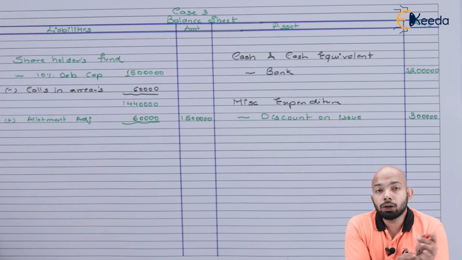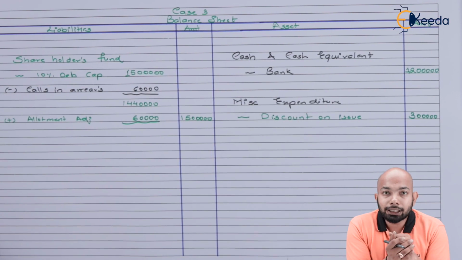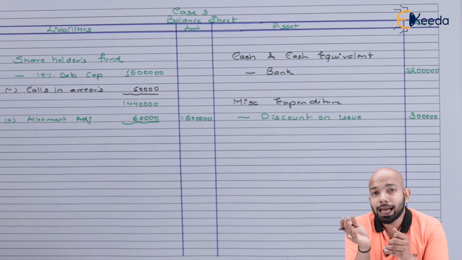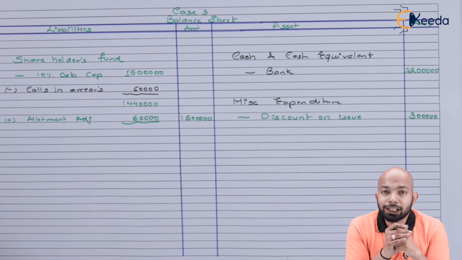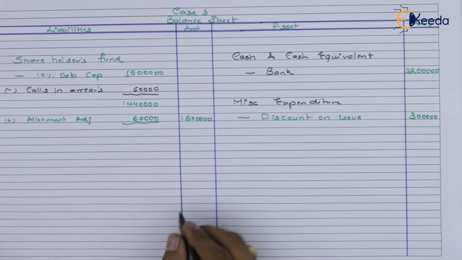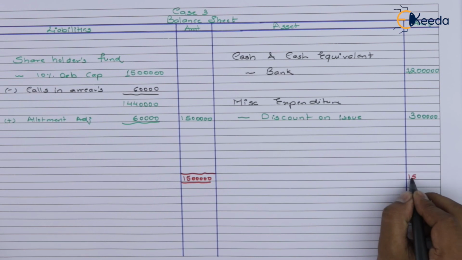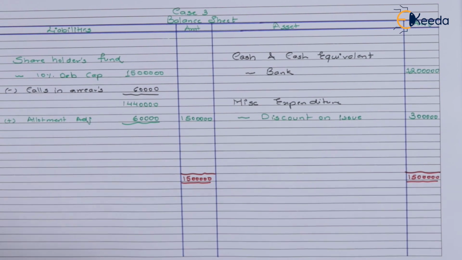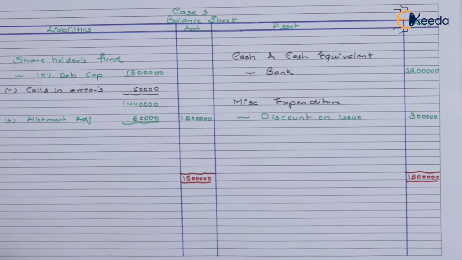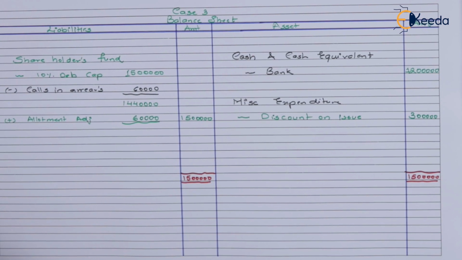Now it's time to figure out the liabilities total and the asset side total, which will be equivalent. Ideally, 15 lakh rupees on the liability side, and so is the asset side total, 15 lakh rupees. Let's mention that. So all these totals have been mentioned here. That means the case 3 balance sheet has been closed, and here we mark the closure of this specific illustration.